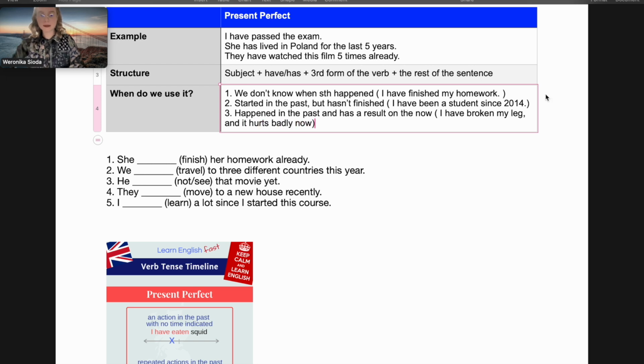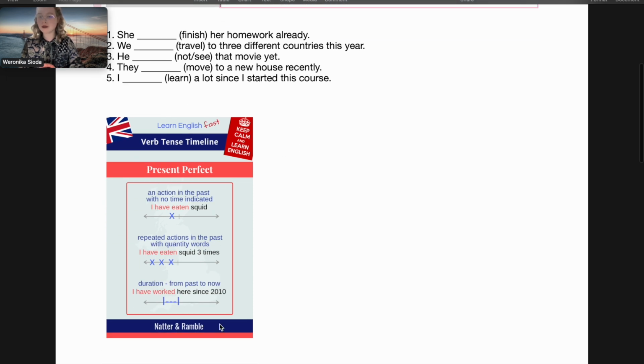Let's see. In the first part of my sentence, I have the present perfect tense, right? I have broken my leg. I do not know when. And what's more, in the second part of this sentence, I said, and it hurts badly now. So this is the result. This is the effect on the now. Okay, and that's it. These are the 3 situations when we will use the present perfect tense. Here you have also a handout, which I will attach below the video with the timelines.